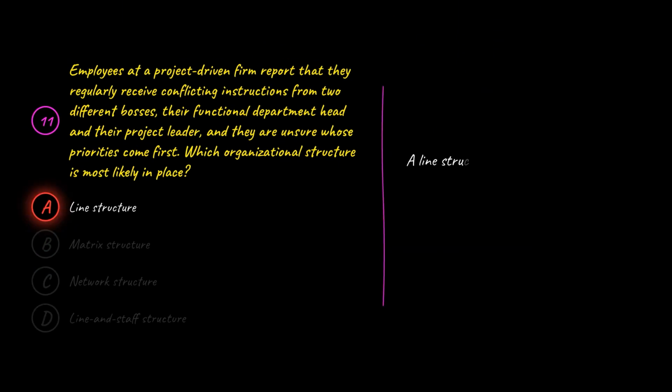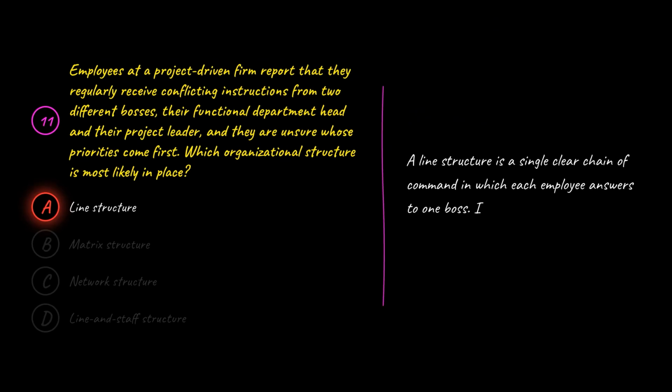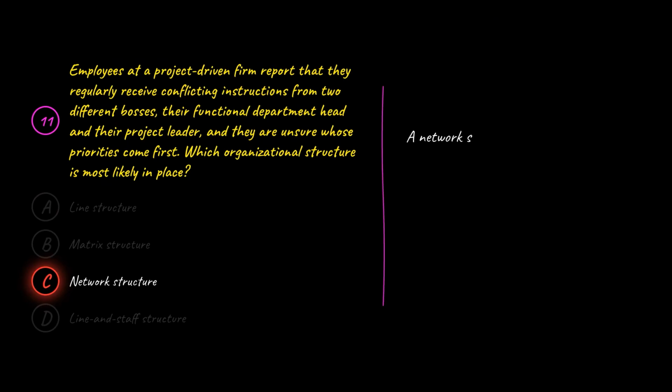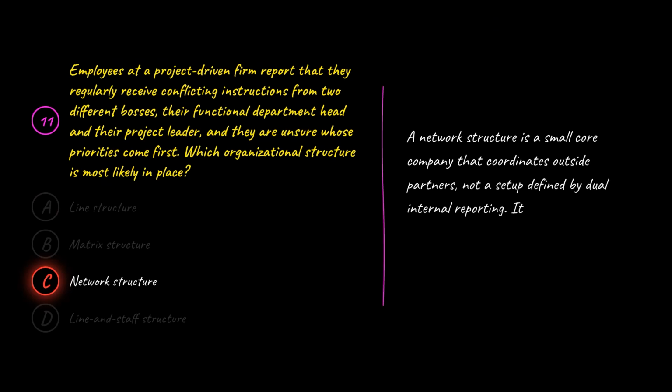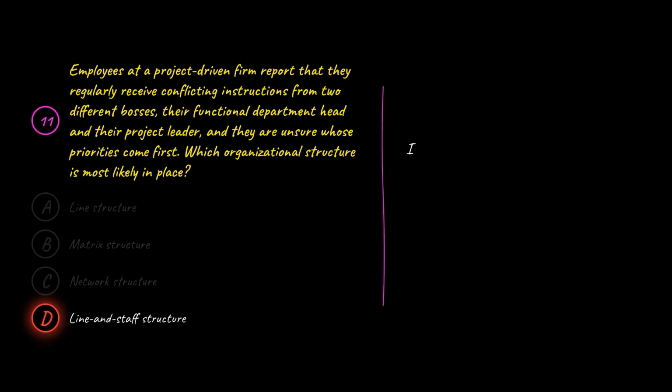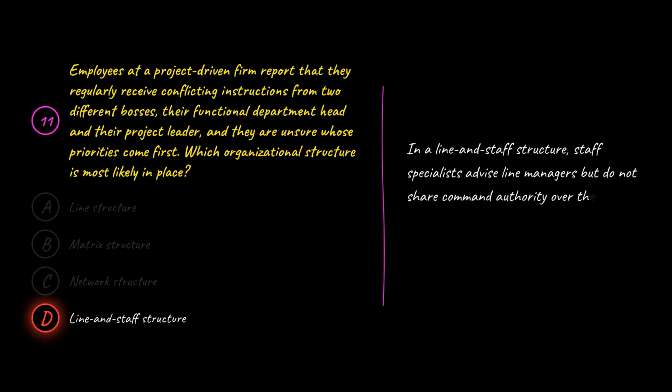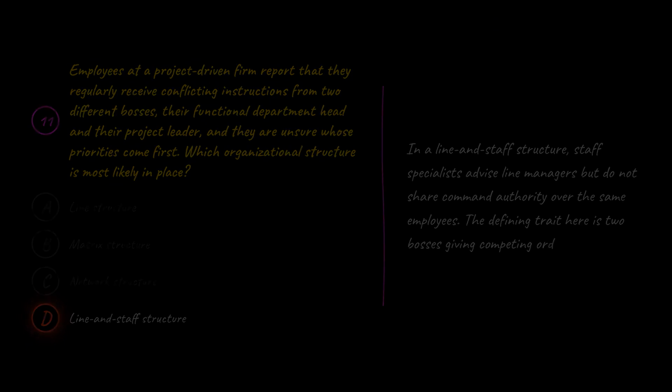A is wrong because a line structure is a single clear chain of command in which each employee answers to one boss. It would not produce the two-boss conflict described here. C is wrong because a network structure is a small core company that coordinates outside partners, not a setup defined by dual internal reporting. It does not explain conflicting orders from two internal managers. D is wrong because in a line and staff structure, staff specialists advise line managers but do not share command authority over the same employees. The defining trait here is two bosses giving competing orders, which points to a matrix.